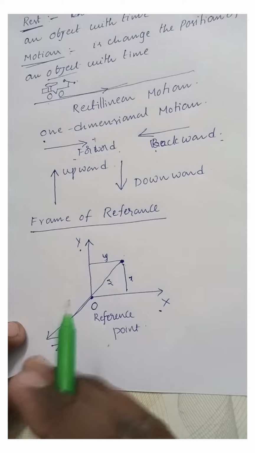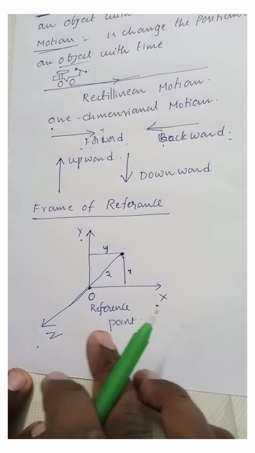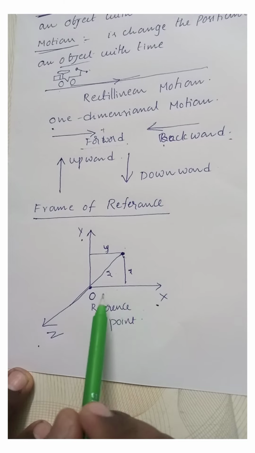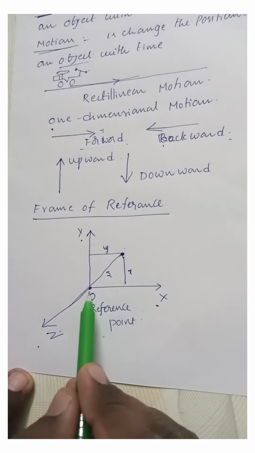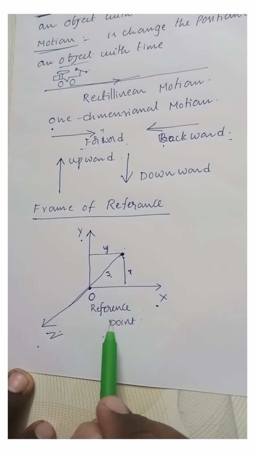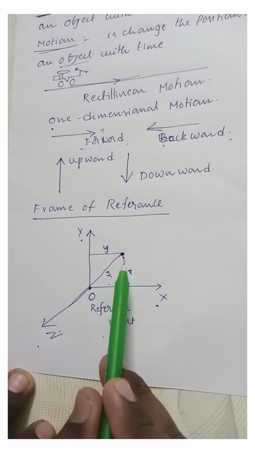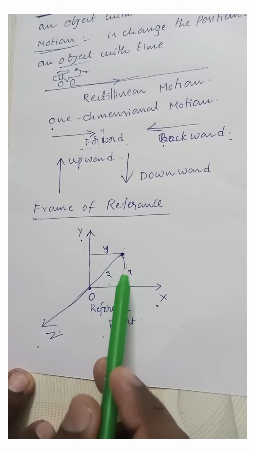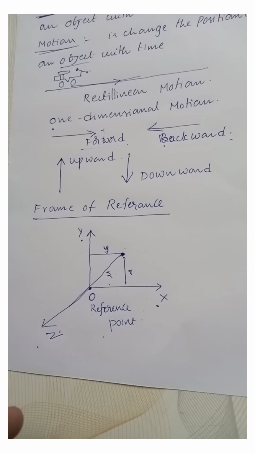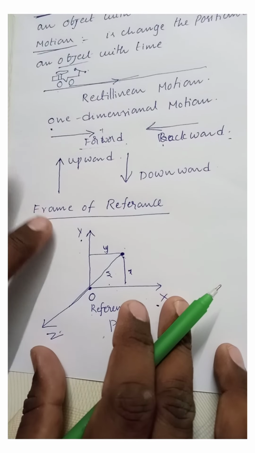Once again, a rectangular coordinate system consists of three mutually perpendicular axes, x, y and z. The origin serves as the reference point. The coordinates x, y and z of an object describe the position of the object with respect to this coordinate system. To measure time, we place a clock in this system. This is a frame of reference.